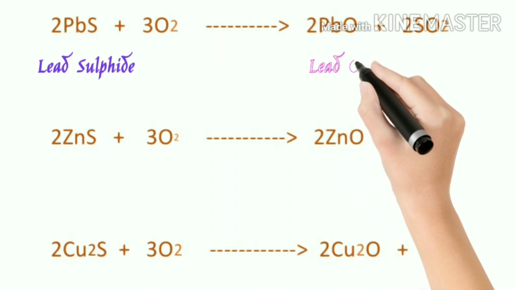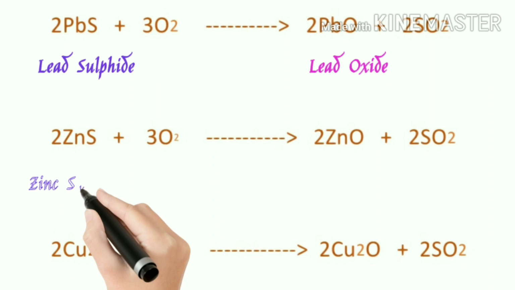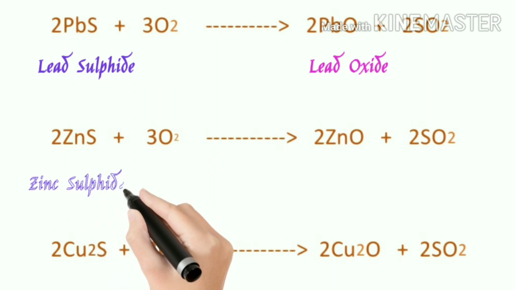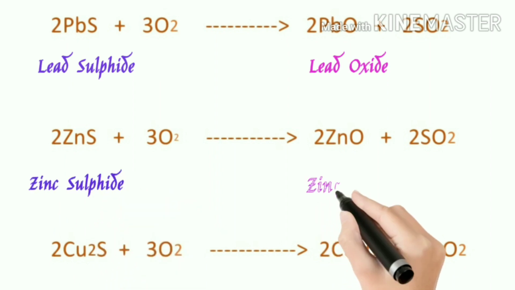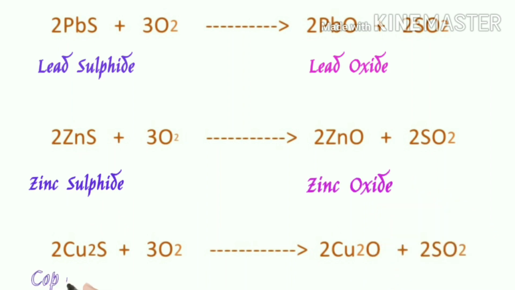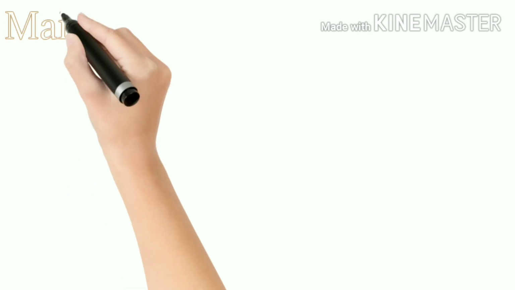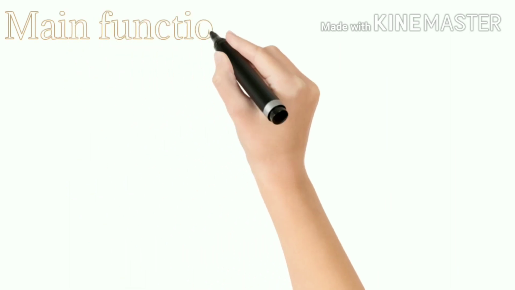So let's see the examples. Here we have the examples for sulfide ores: PbS, then zinc blende, and the last one is copper sulfide. So lead sulfide is converted into lead oxide and zinc sulfide is converted to zinc oxide, along with sulfur dioxide gas being released. Copper sulfide converts itself into copper oxide and sulfur dioxide gas is released. All the sulfide ores are converted into their oxides.